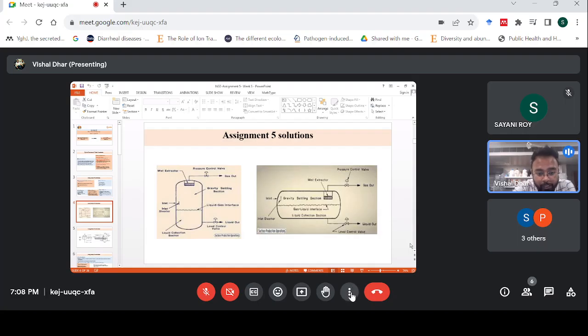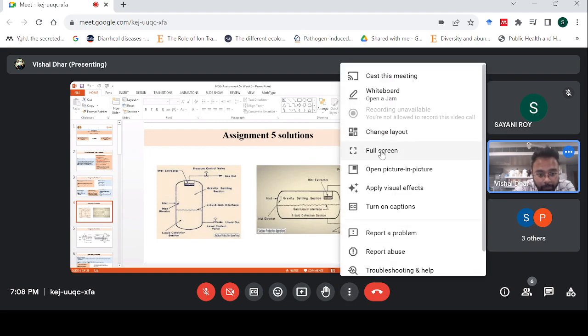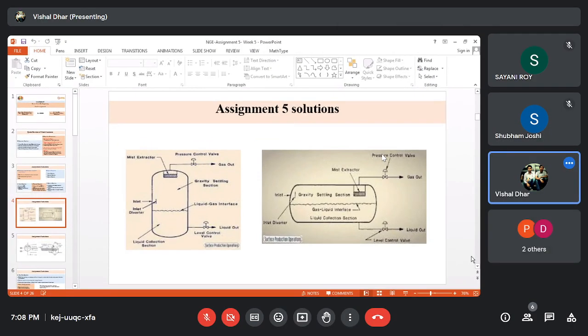Level control, you can see there is a level control valve. And there is a gas outlet valve also. A mist extractor is also there. It absorbs the mist which is present in the gas and reduces that, and the liquid collected there pours down on the interface.